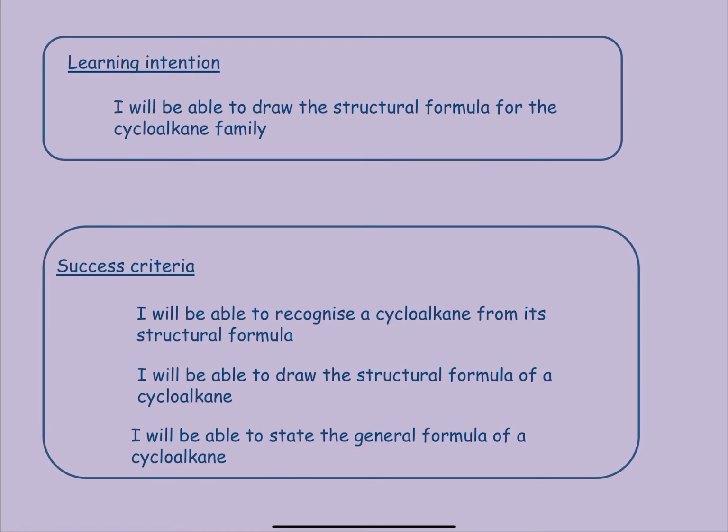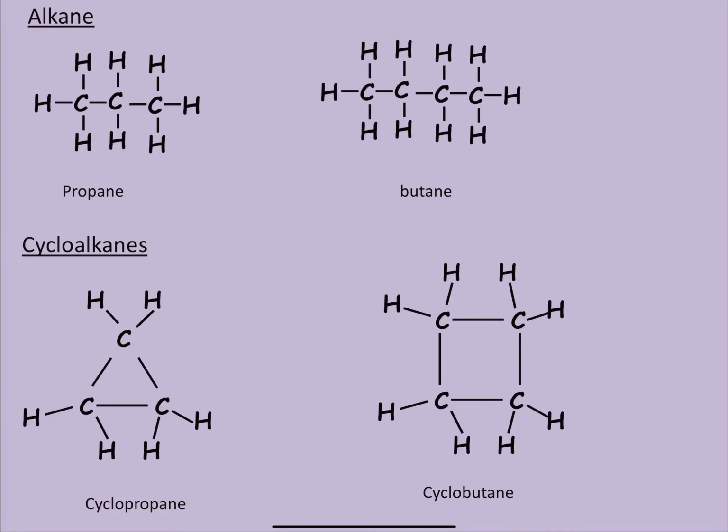So your learning intention is you should be able to draw the structural formula for a new family, a homologous series called the cycloalkanes. You should be able to recognise them, draw them, and state their general formula. So up the top, here's our alkanes. We've done them. C3H8, there's propane. C4H10 is butane. Now the first member of the cycloalkanes is cyclopropane.